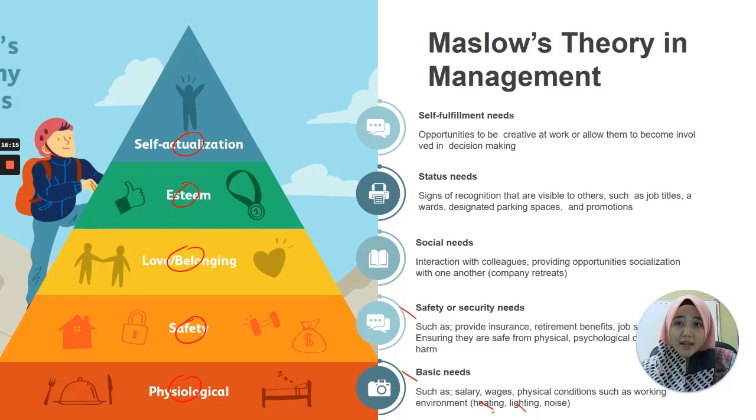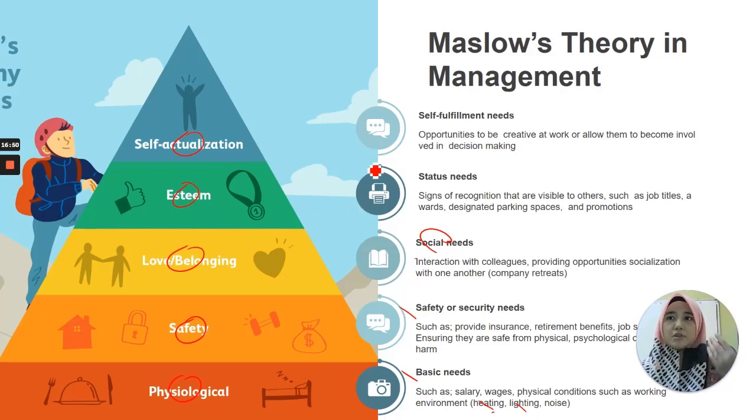Next is the safety and security needs. Ada insurans, ada retirement benefit, okay. Kemudian persekitaran dia selamat. Tak adalah setiap kali dia pergi kerja dia rasa macam tak selamat, merisikokan diri dia. Okay. Bila kedua-dua ni dah fulfill, baru dia upgrade. Which is dekat tempat kerja ada social needs where they can interact with the colleagues. Company ada buat macam pergi lunch makan ramai-ramai ataupun company retreats. So dia rasa seronok lah. Dekat bawah gaji okey, keselamatan terjaga, kita pun ada kawan-kawan yang seronok.